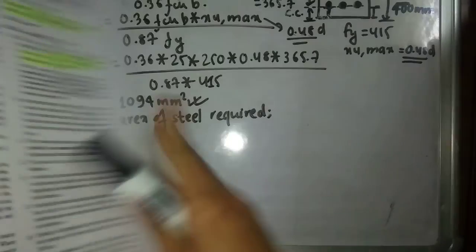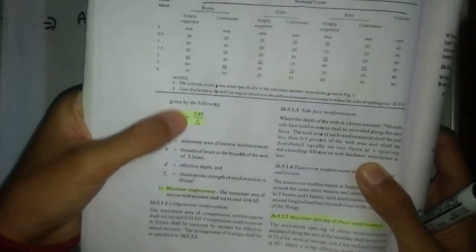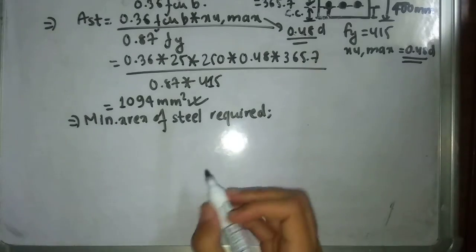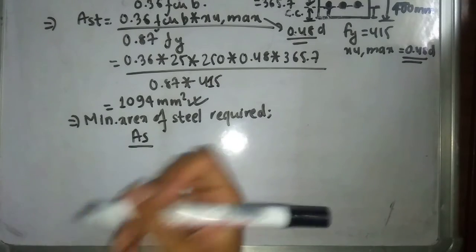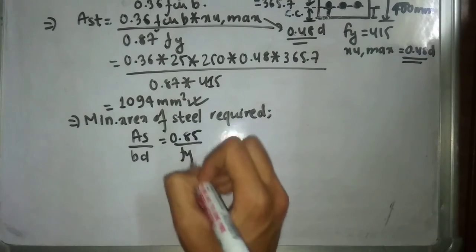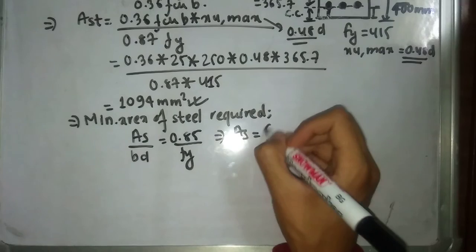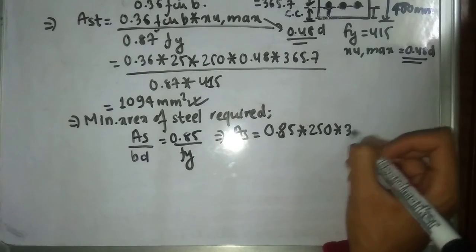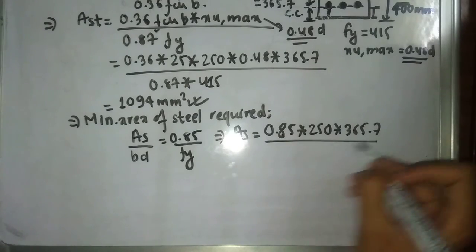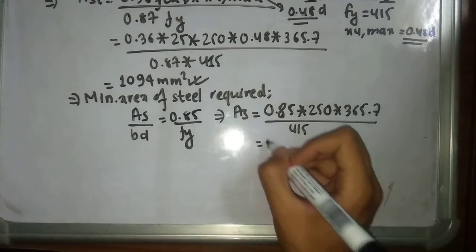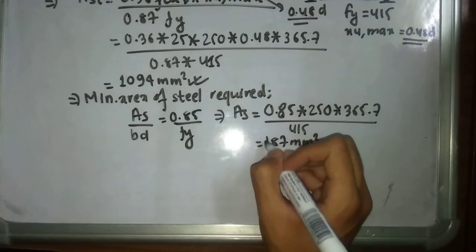What you can see here in this highlighted section is AS divided by BD equals 0.85 divided by FY, where AS is the minimum area of tension reinforcement. So we're going to use this formula: AS is the area of steel, or the minimum area of steel required. So we have AS equals 0.85 into BD divided by FY, with B as 250, D as 365.7, and FY as 415. On solving this, we get the minimum area of steel required as 187 mm².